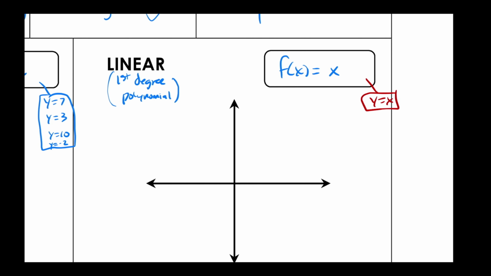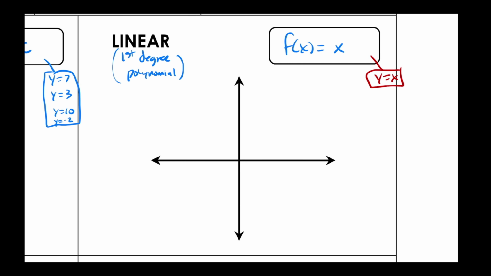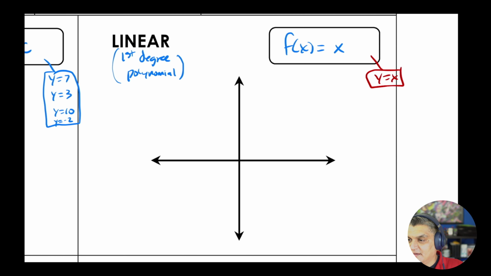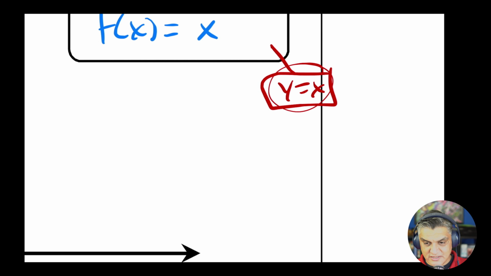Does anyone know what it looks like? Well, it is linear. First degree polynomials are linear, right? And the basic one you know is y equals mx plus b, but this is the most basic. This is the parent function. Y equals x. F of x equals x. Does anyone know what that graph looks like? Hello? This thing on? Anybody? No. So what does y equals x mean? Think about it. If I were to make ordered pairs, what does that mean? Think about it.